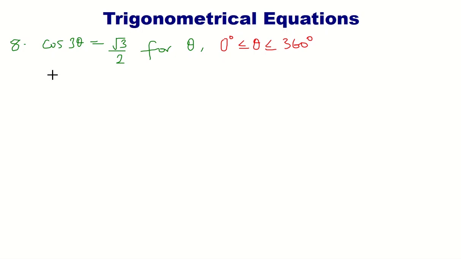number 8, where we have cos 3 theta equals root 3 over 2. Here we first find 3 theta the usual way, which is the inverse of cos of root 3 over 2. This one we can also get from our heads, because we know that cos of 30 is root 3 over 2, so it means the cos inverse of root 3 over 2 is 30 degrees, or you can place it on your calculator and you get the answer.